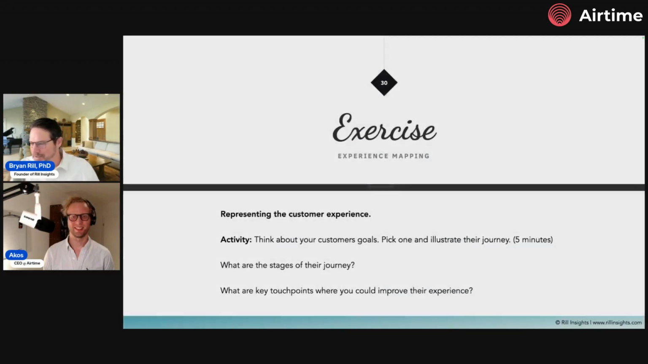Okay, and this brings me to the final exercise of today. We're close to end of time, so I'm gonna prompt you with this, and then I'm gonna move on to the last couple slides, and you can carry this one on your own. The exercise is to think about your customer goals, pick one of those jobs to be done, and illustrate their journey. Make your own customer journey map to the best of your ability. Identify what the key stages are and what are the touch points where you could make a difference.